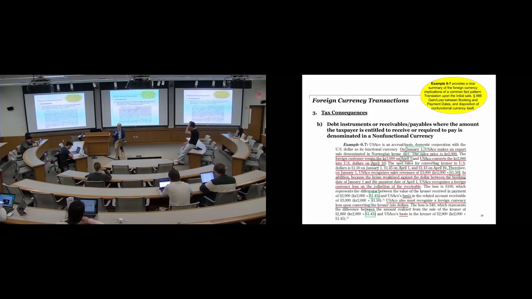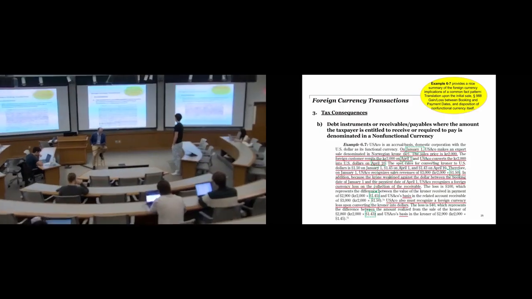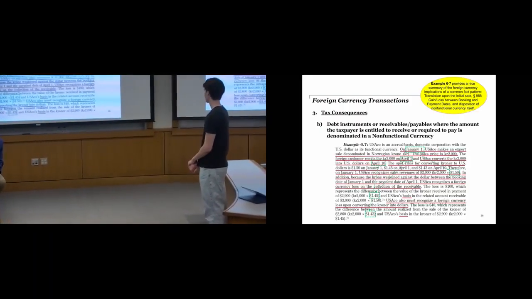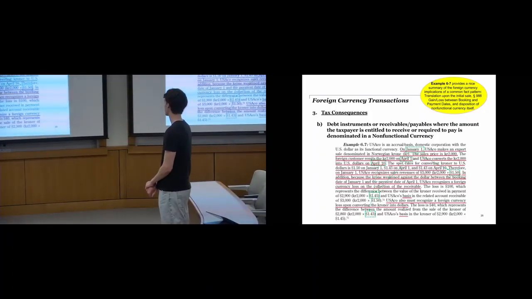So if I do that math, that ends up to being $100, and that's my $988 loss on the receivable denominated in non-US dollars. Okay. USACO must recognize a foreign currency loss upon converting the kroner into dollars. The loss is $40, which represents the difference between the amount realized from the sale of the kroner of $2,860 and USACO's basis in the kroner of $2,900.